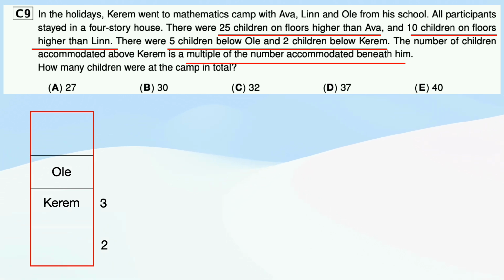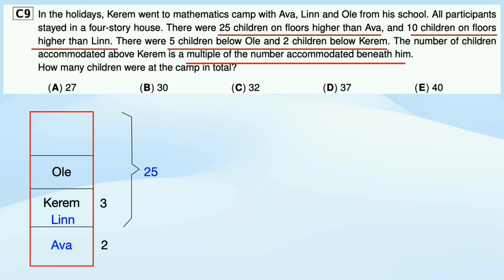So now, let's assume Eva is on the 1st floor and Lin is on the 2nd floor. According to the conditions, there are 25 children above Eva and 10 above Lin, which means there would have to be 15 children on the 2nd floor. However, we already determined there were only 3 children on that floor, so this arrangement cannot be correct.